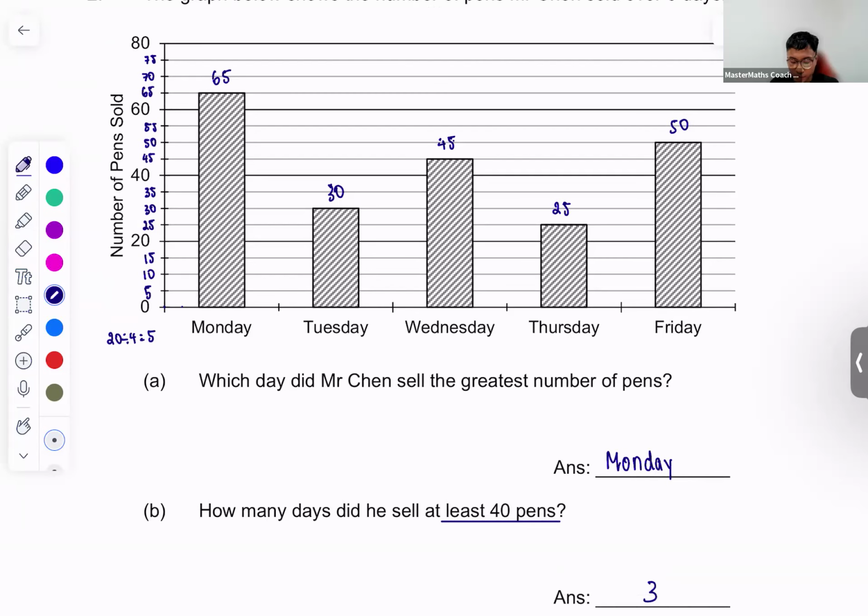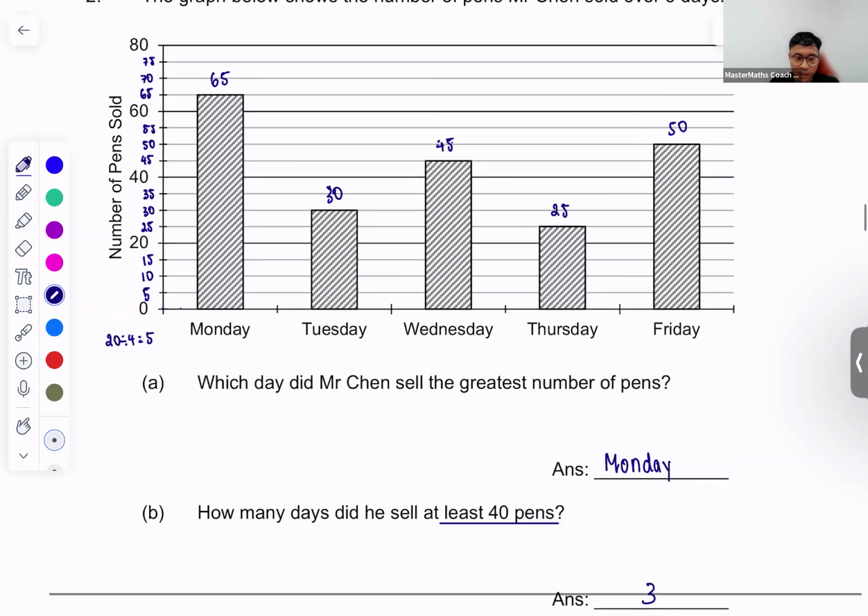Which 3 days have at least 40 pens? It means 40 or more pens sold. Tuesday. Tuesday? Did it have more or less than 40? Less than 40. Okay, I want to look for the days that have more than 40. Can you tell me which one?